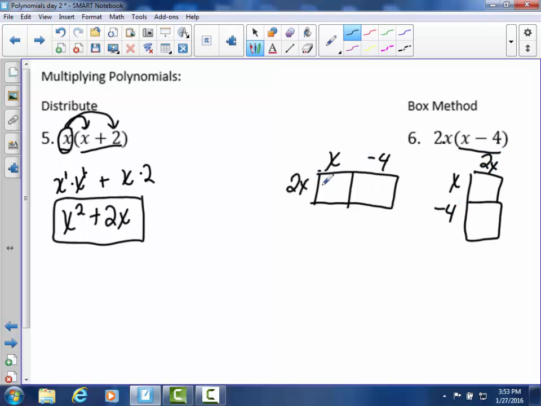Alright, so here I have 2x times x, and I have 2x times negative 4. So if I want to simplify that, 2x times x is 2x squared, and then 2 times negative 4 is negative 8x. So minus 8x.